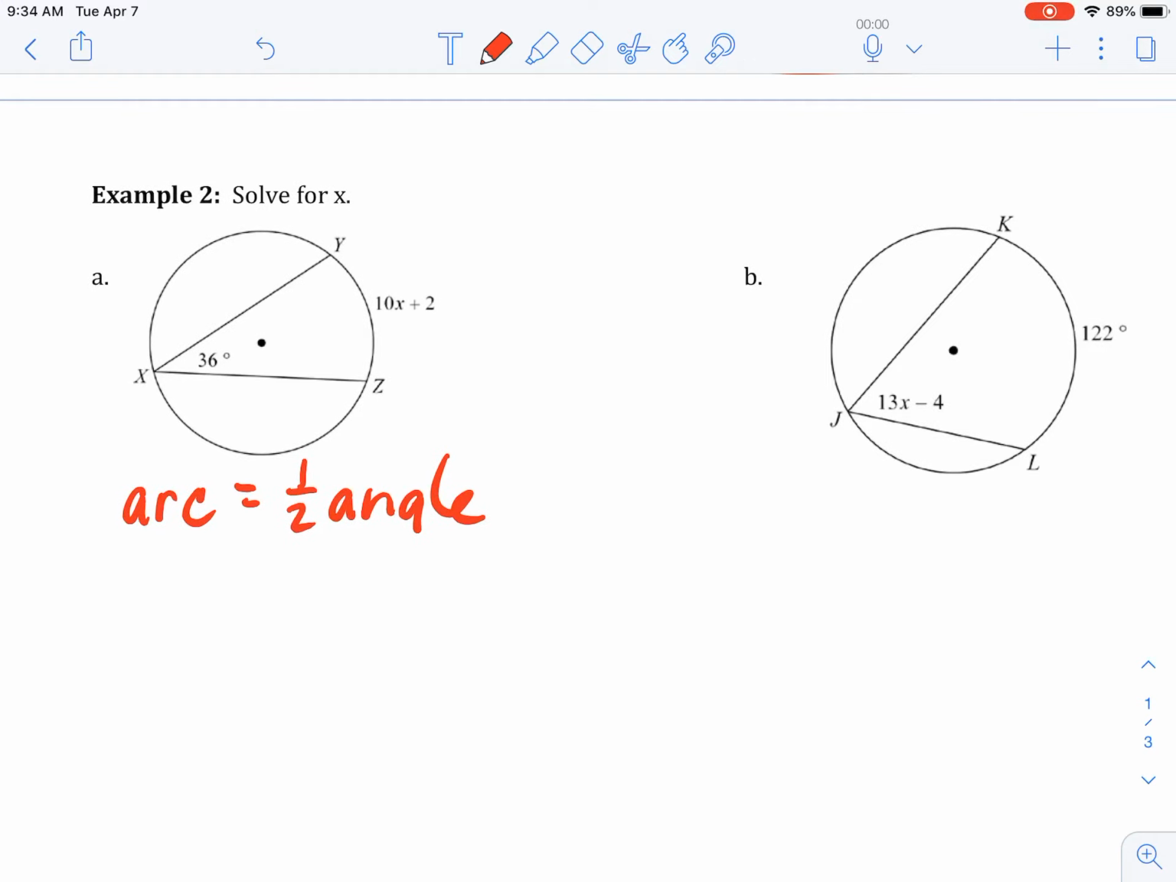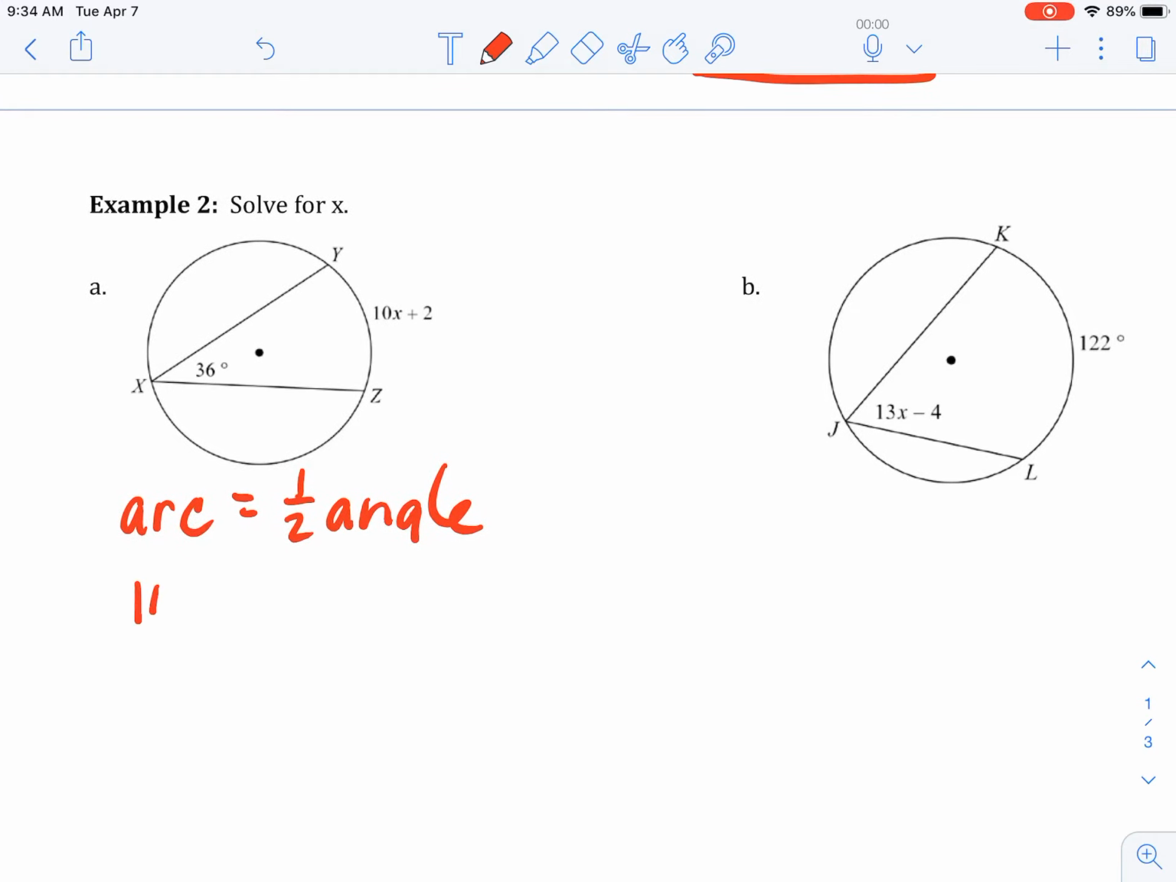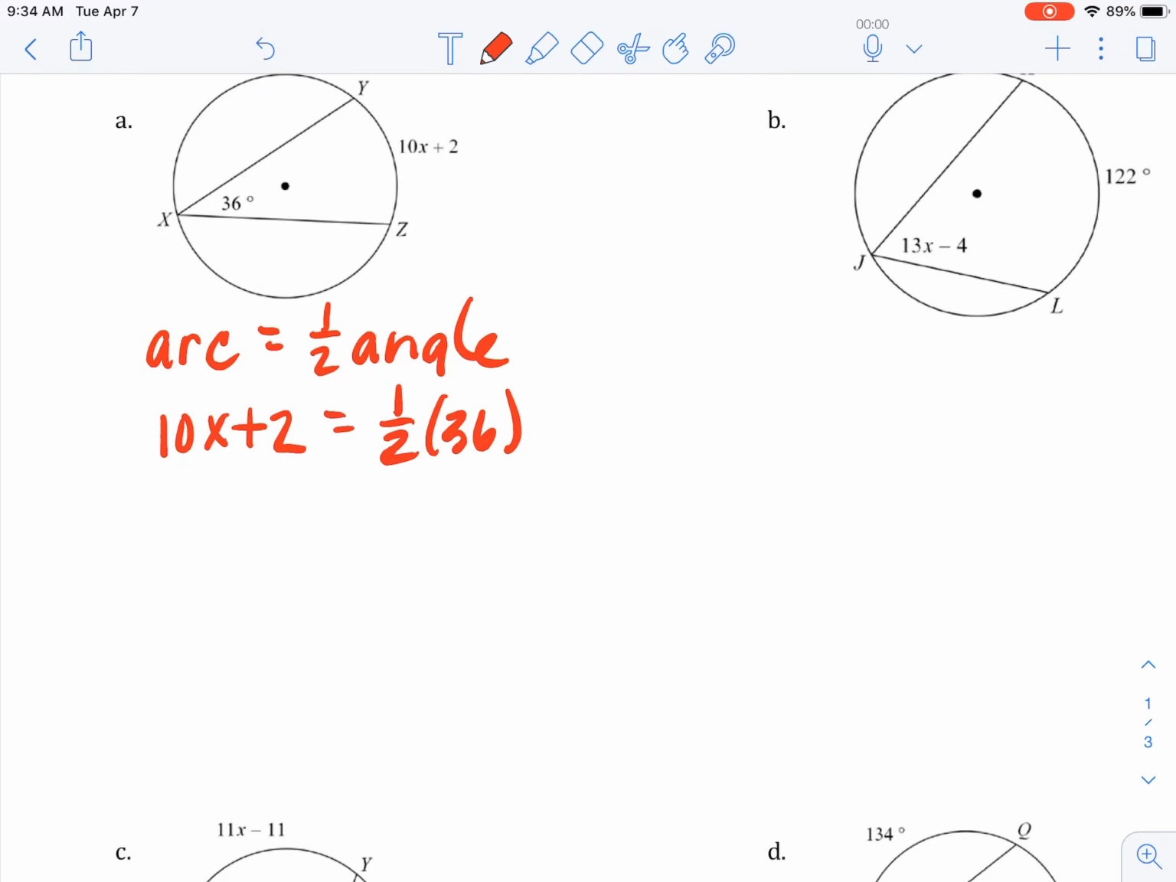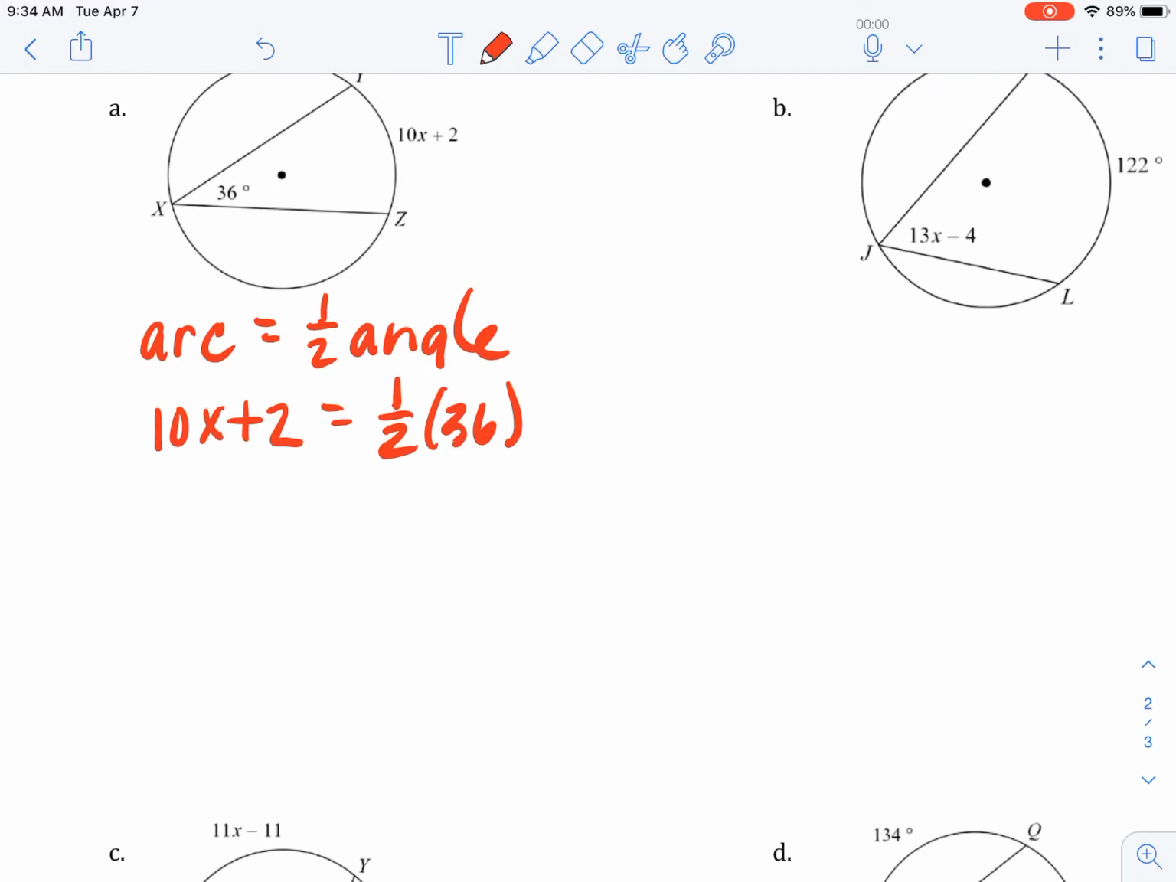My arc is 10x plus 2. That's equal to half of 36. If I take half of 36, I'm going to get 18.